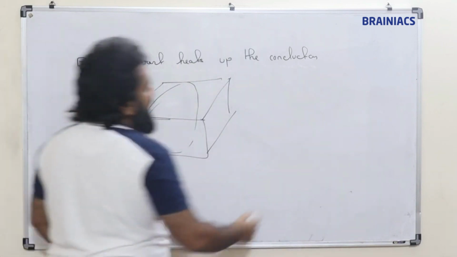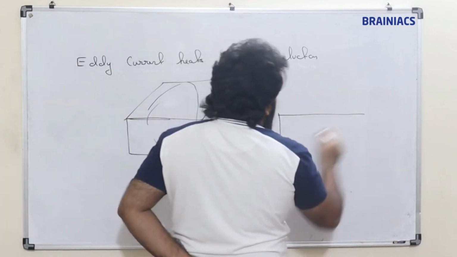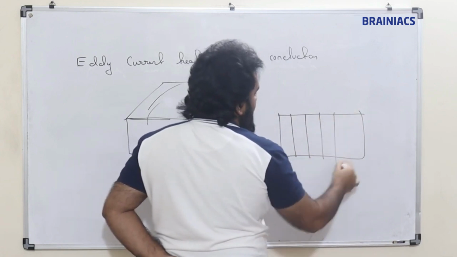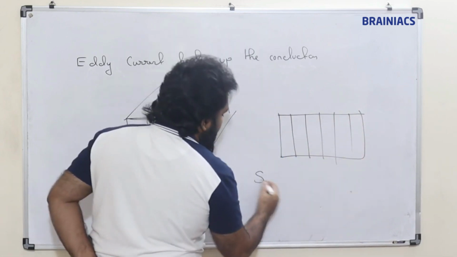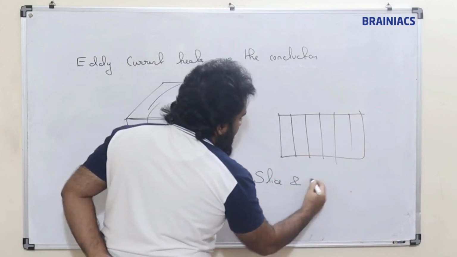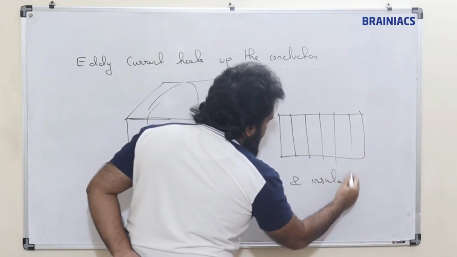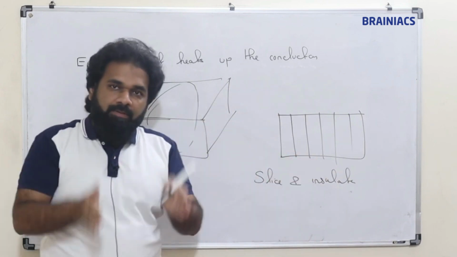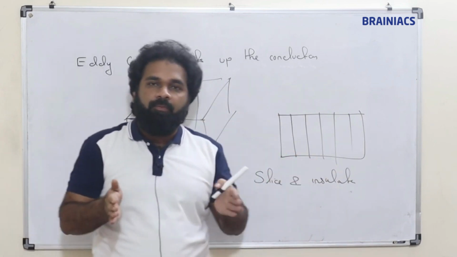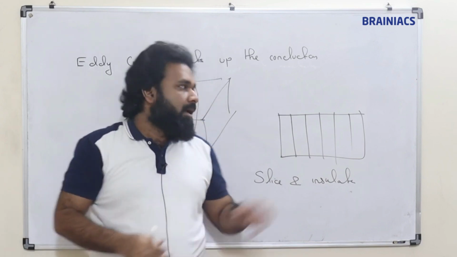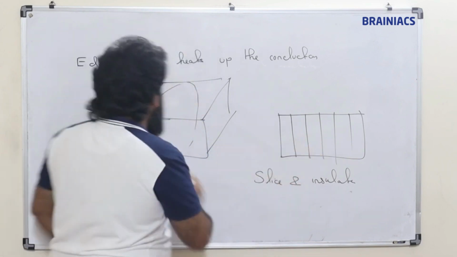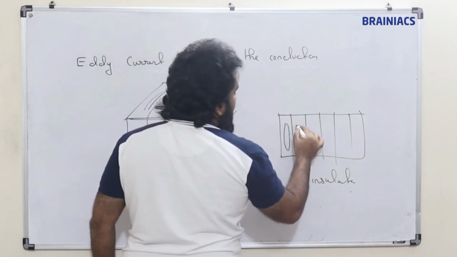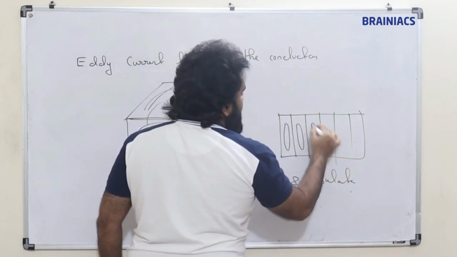So what we are doing is we will slice this, we will slice and insulate this. We will take the conductor and cut it into different pieces and insulate them, so that instead of a three-dimensional eddy current, it will be limited like this.